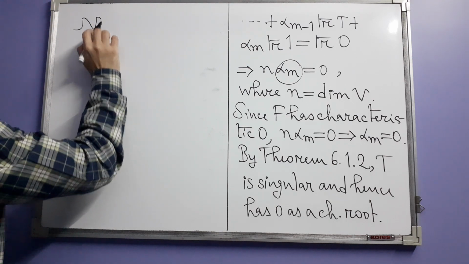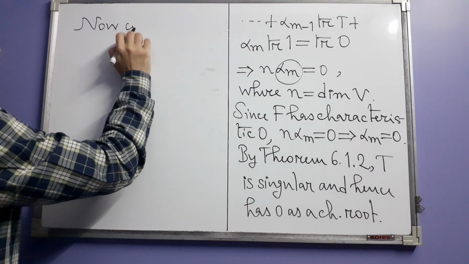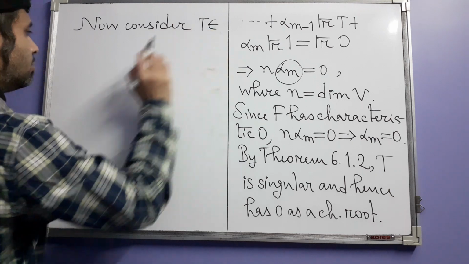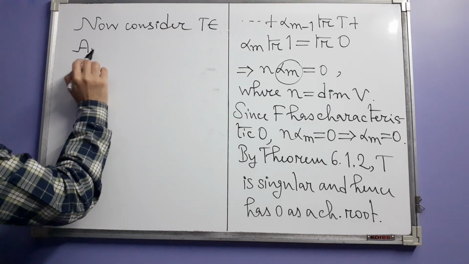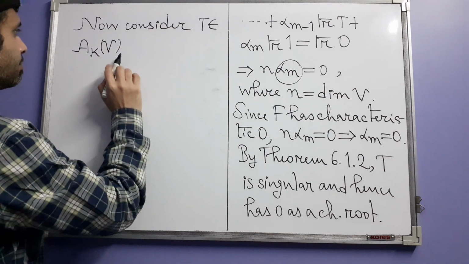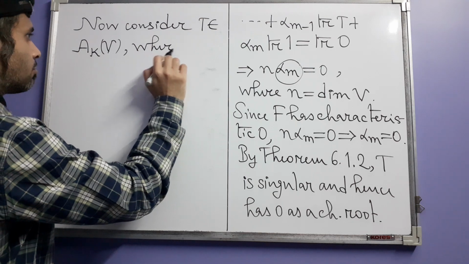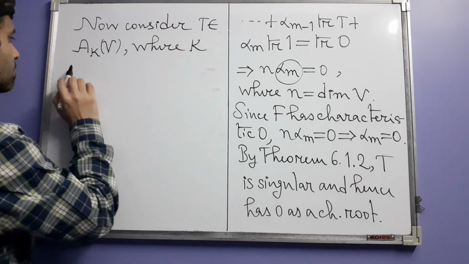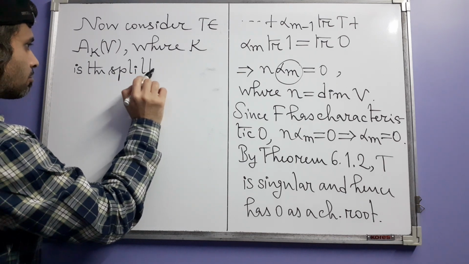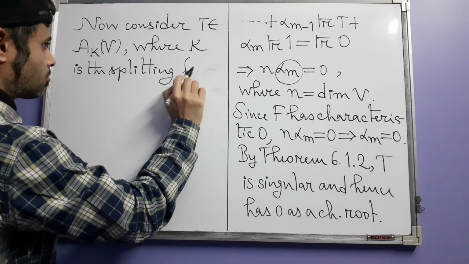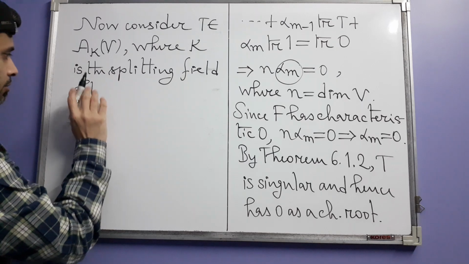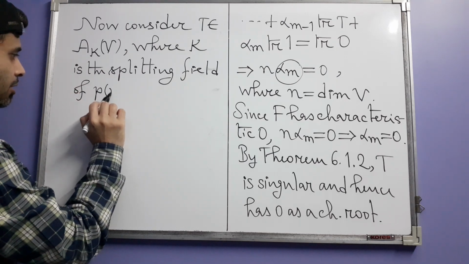Now, consider T to be an element of this algebra instead, where in place of F we now have K, where K is the splitting field of p(x), the minimal polynomial for T.